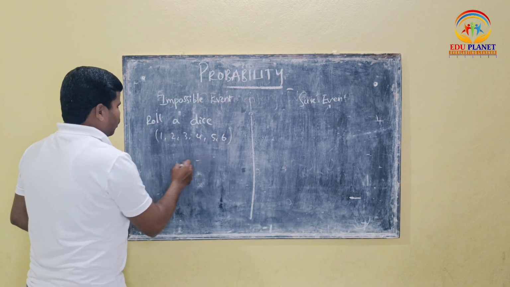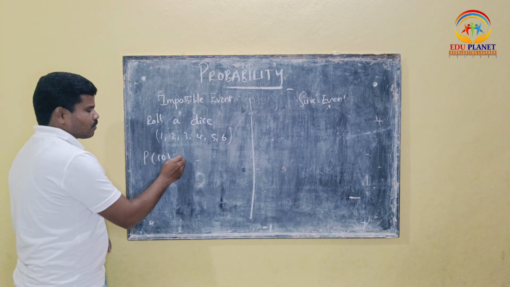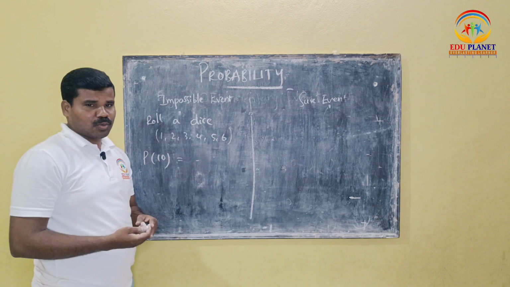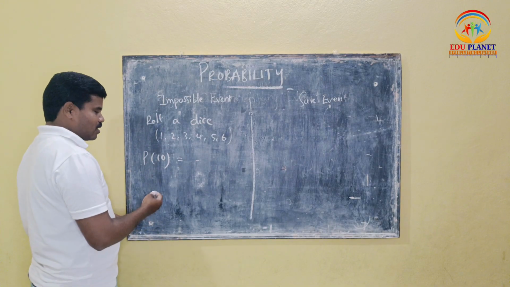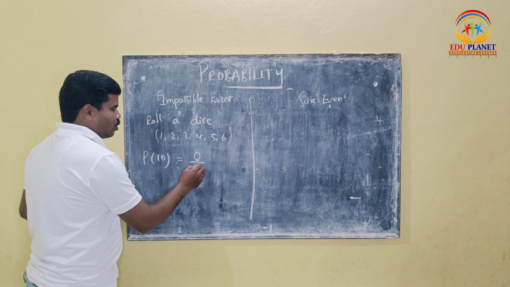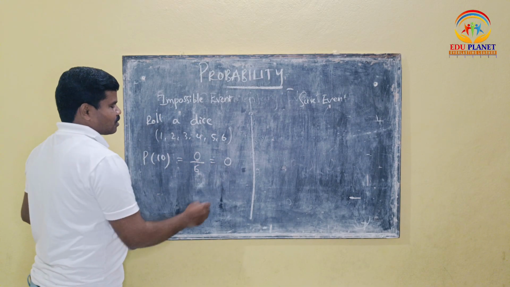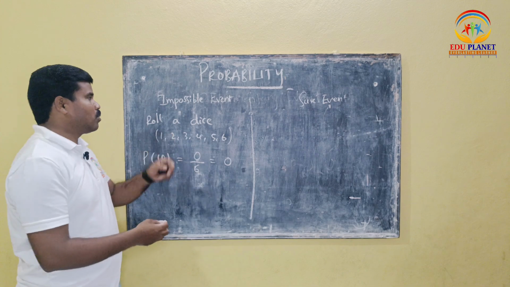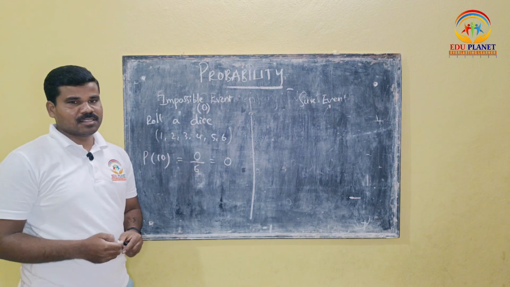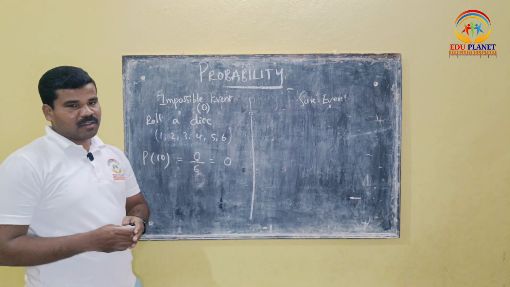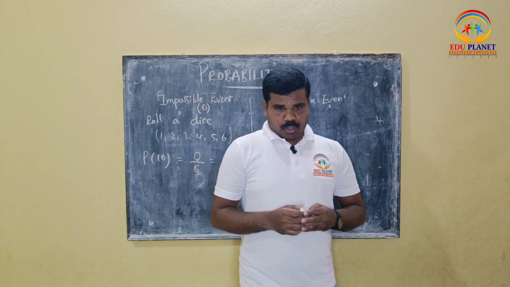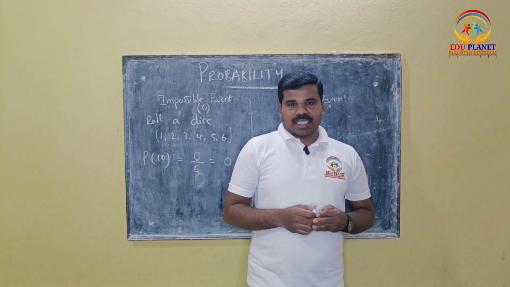Yes, right? Then what is the probability of getting number 10? Here, is 10 there in the outcomes? No, it is unavailable. It means I can say that the probability of getting number 10 when I roll a dice would be 0 out of 6. It means 0 only. Yes, right? It means in an impossible event, the probability value will always be 0.